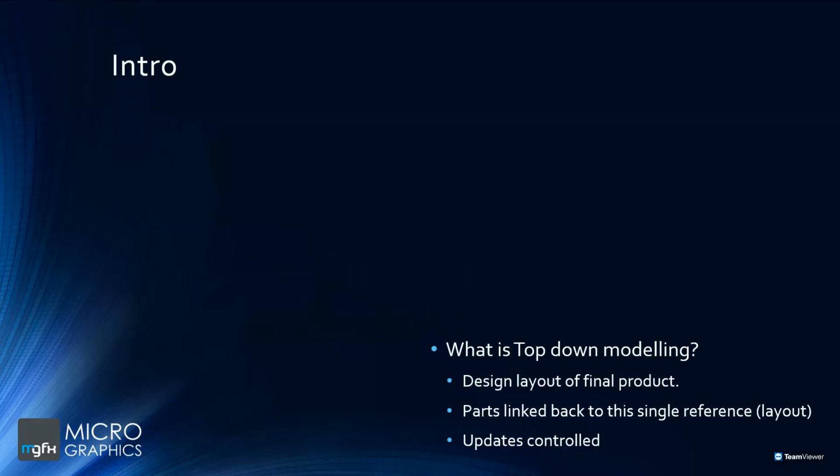So moving to the intro, what is top-down modeling? Well, this is a workflow where the design starts off as a reference model. So starting on the left-hand side there with that reference, that would be a single part file that represents the layout of the final product. So you take that part, you design into it the basic layout of what you want to achieve. This layout will include information such as the position, shape, and size of parts within the design. And you would put all the relevant information in there that you can with regards to the design.